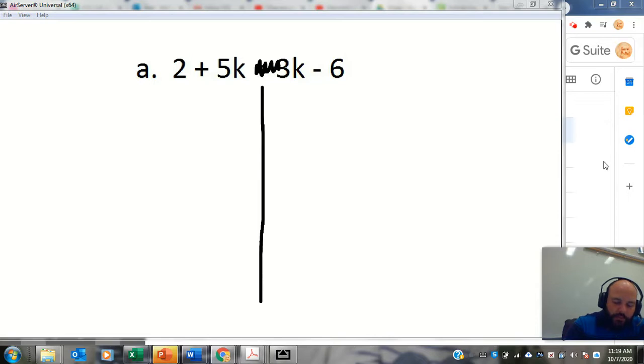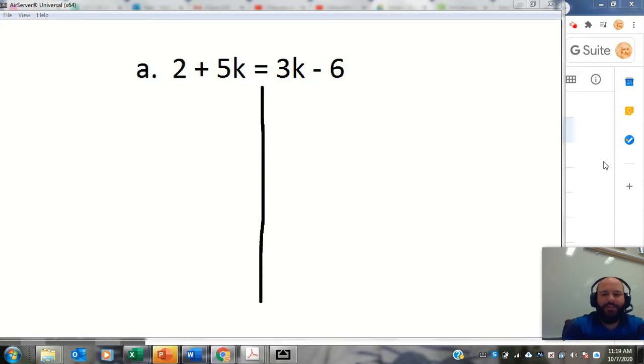We need to look and see, can we combine the 2 plus the 5k? And the answer is no, we cannot, because those are not like terms. Now, moving to the other side of the equation, we're going to do the same thing. Is there anything on the right-hand side of the equation that we can simplify or combine? Over here, there's a 3k and then a minus 6. And again, we can't combine those because those are not like terms.